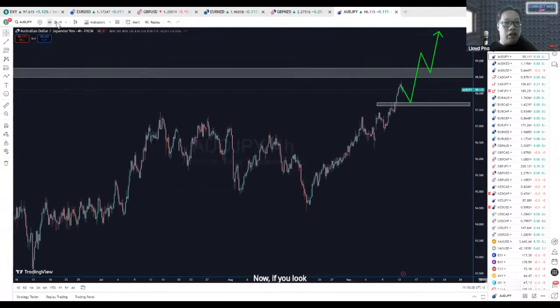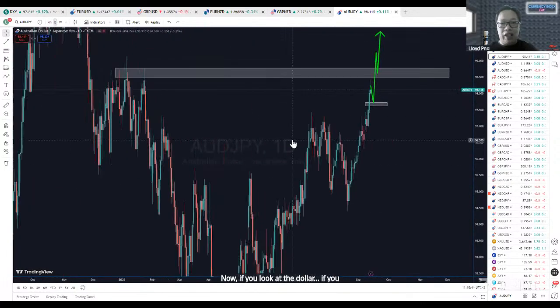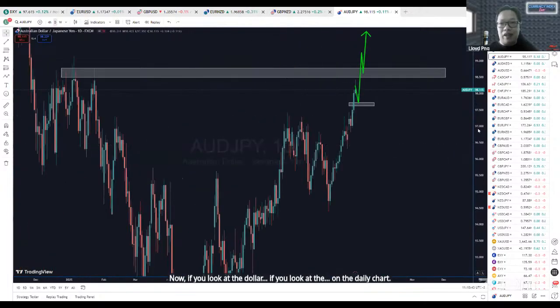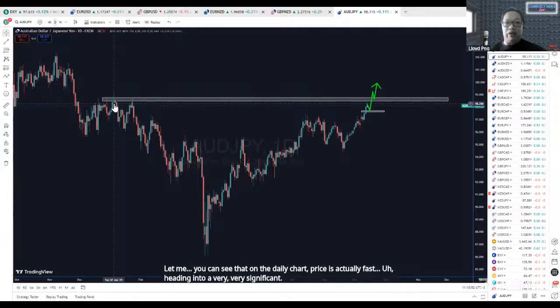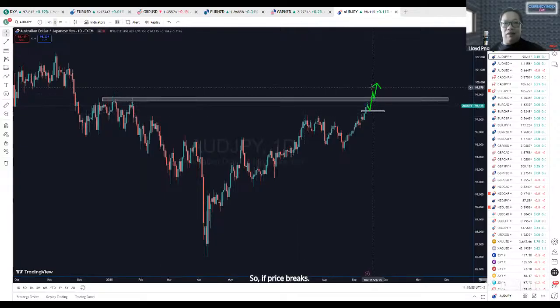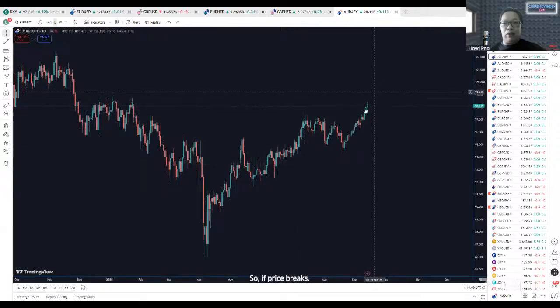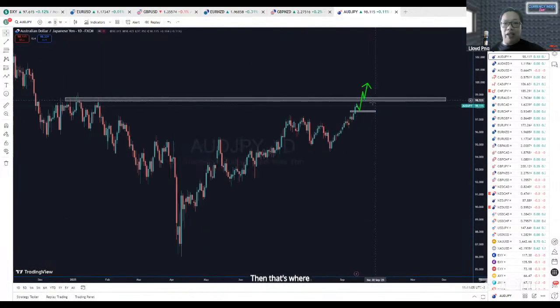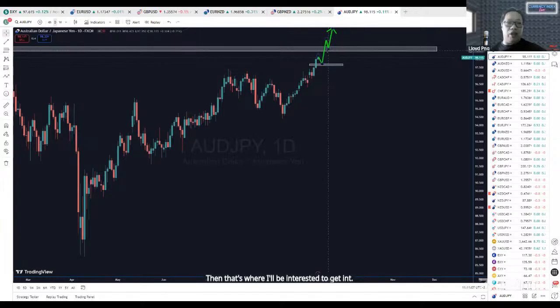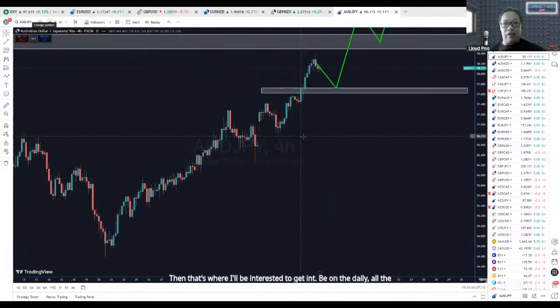Now, if you look at it on the daily chart, you can see that price is actually fast heading into a very, very significant horizontal level. So do not trade straight to the level. I think it's a really, really bad idea. So if price breaks this resistance level, comes back for a retest, then that's where I'll be interested to get in, be it on the daily or the H4 chart.